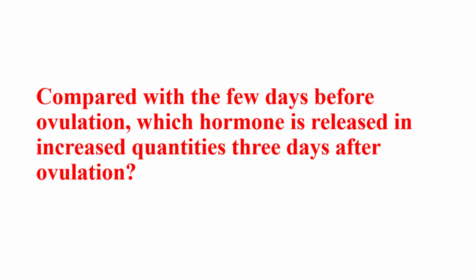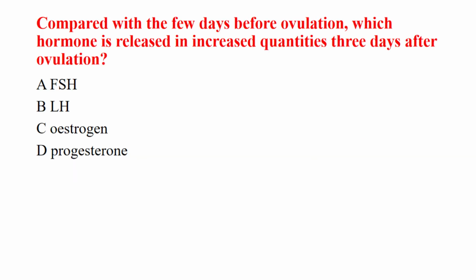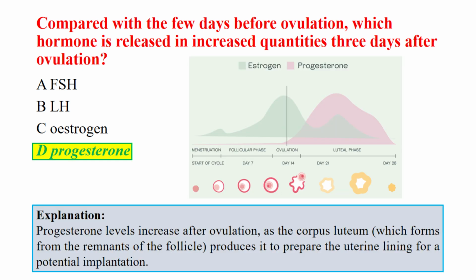The next question is about hormone levels in the menstrual cycle. We'll focus on what happens a few days after ovulation. Let's start with the question. Compared with the few days before ovulation, which hormone is released in increased quantities 3 days after ovulation? Here are your options. A. FSH. B. LH. C. Estrogen. D. Progesterone. The answer is D.